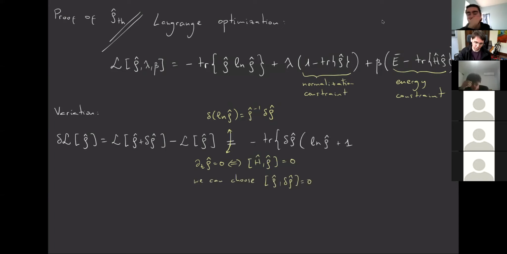On the other hand, the variation of rho is just the variation of rho. And here the variation of h times rho is just h times the variation of rho. And therefore, we get two more terms, which are also trivial, which are these ones here.